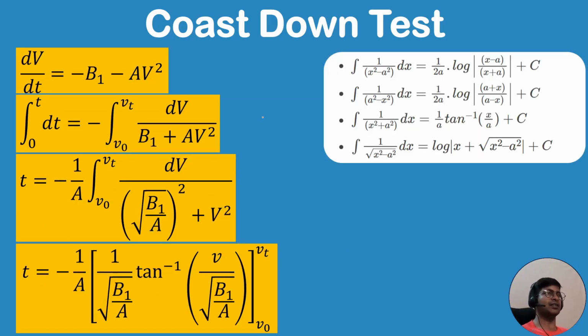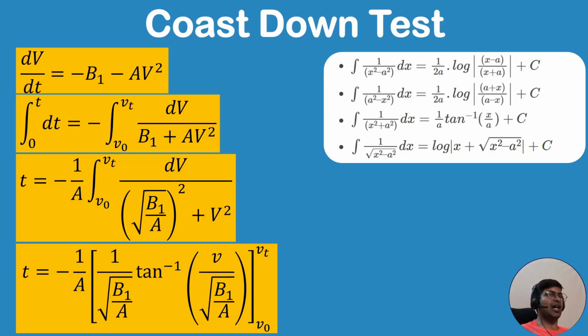I just rearranged this term and wrote it as dt equal to dv upon b1 plus a v square, and I put integration on both sides and put the limits. So at t equal to 0, the vehicle velocity is v naught. In our example, it is 40 kmph. At time t equal to t, the vehicle speed, let's assume, is vt. The final speed is definitely 0.